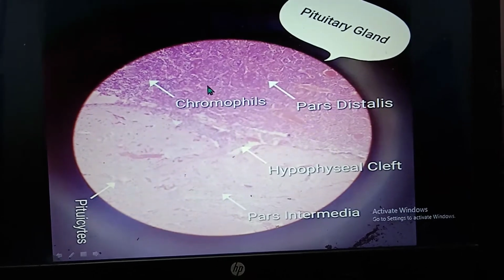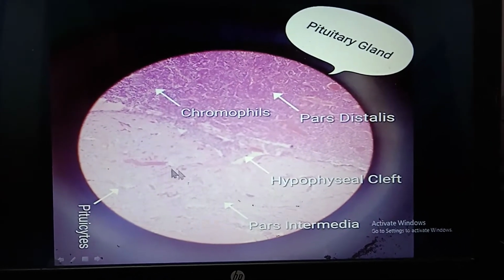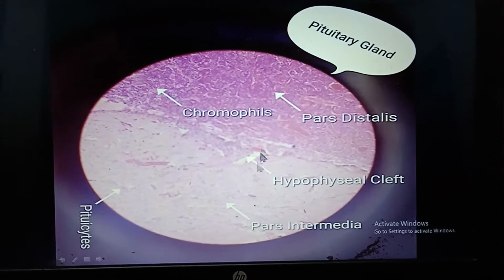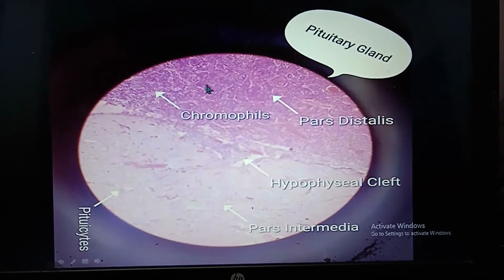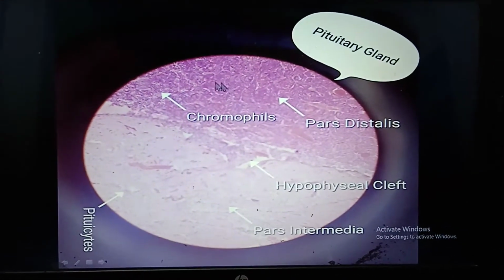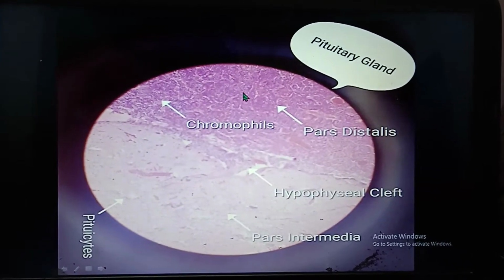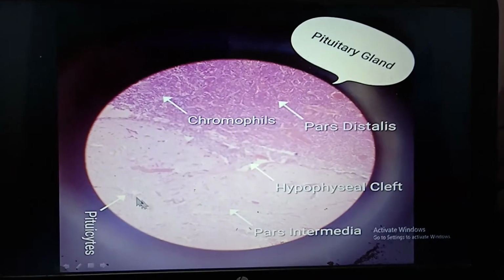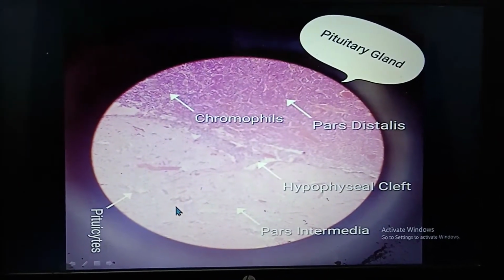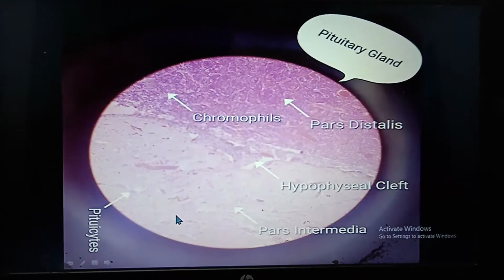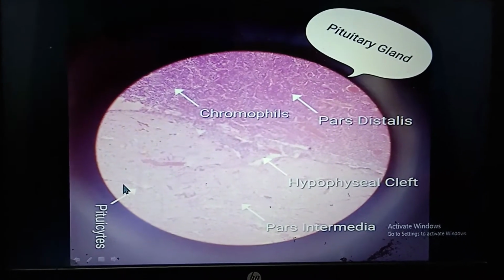Half of this is highly stained, whereas the other half is less stained. This is due to the acidophilic and basophilic secretory granules lying within the anterior pituitary, so it takes stain. But the posterior pituitary contains neuroglia as well as unmyelinated nerve fibers, around 1 million, so it will not take a stain.